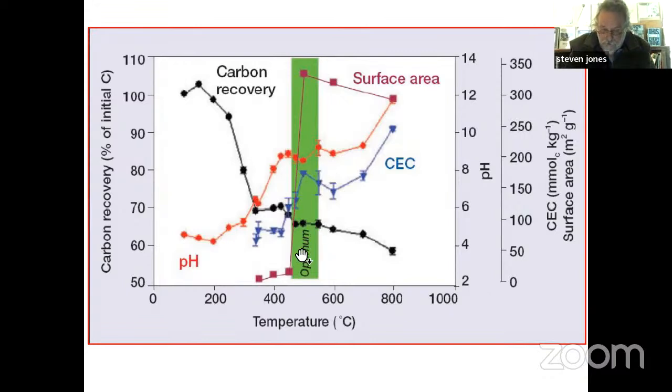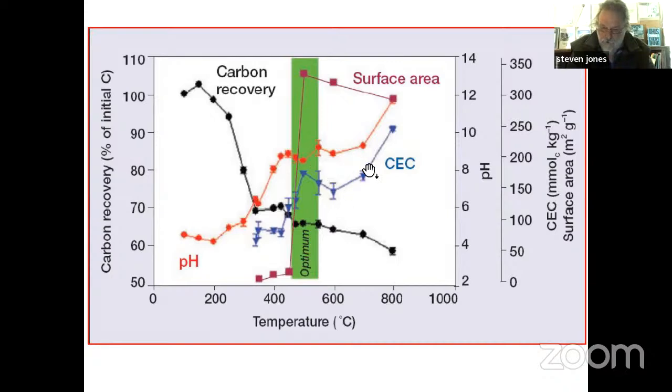But notice again, if we're in this optimum green zone, cooking our biochar between 500 and 550 degrees centigrade, the pH only goes up to about 8.5. So that's about okay.